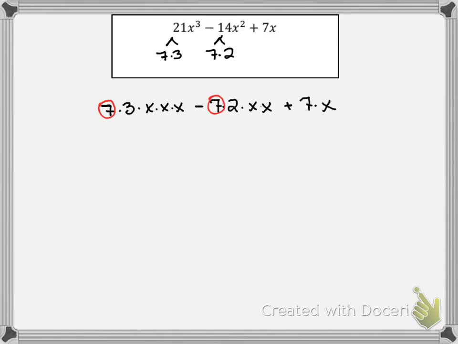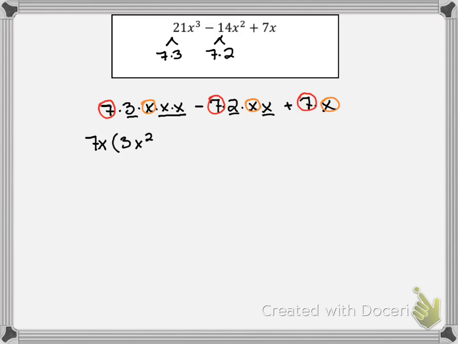Every term looks like it has a 7, and every term has an x. That means that our GCF is 7x. Remember I said what goes inside the parentheses is what's left over. So what's left over after we factor out the GCF in the first term is 3x squared.